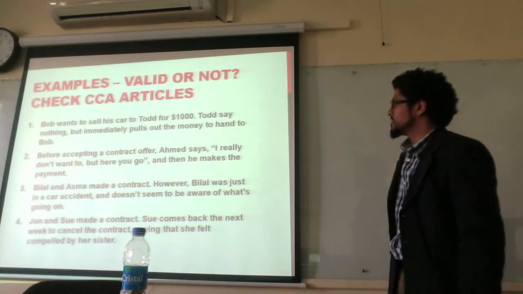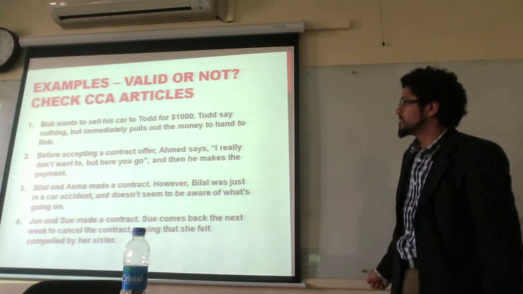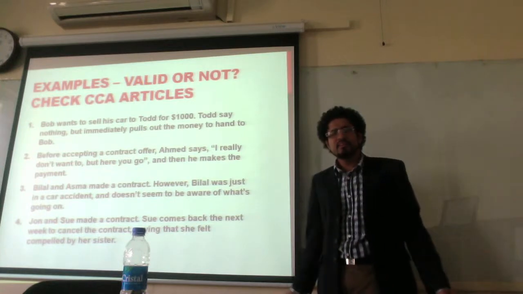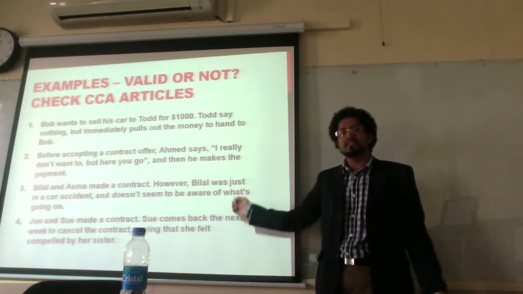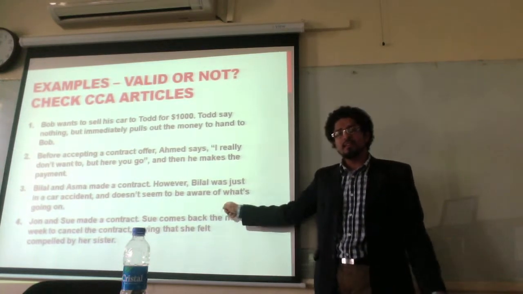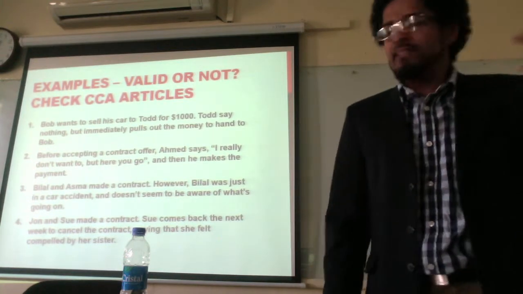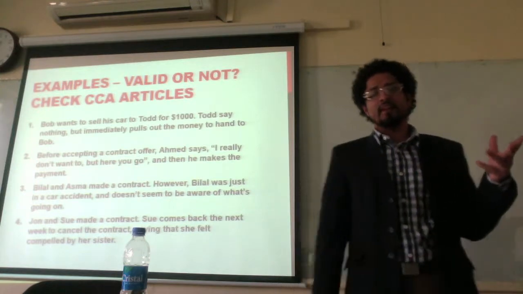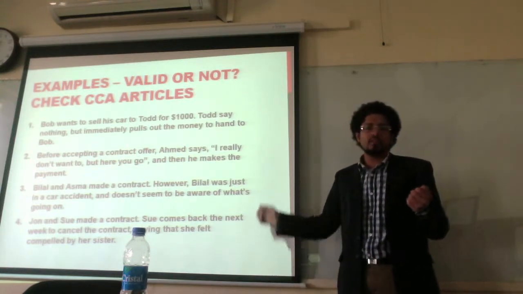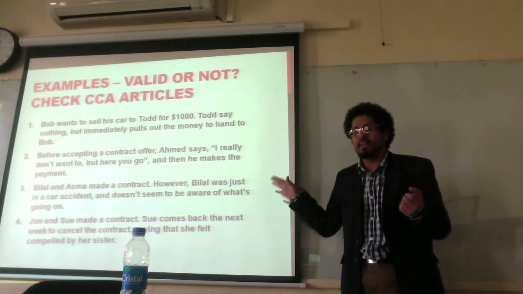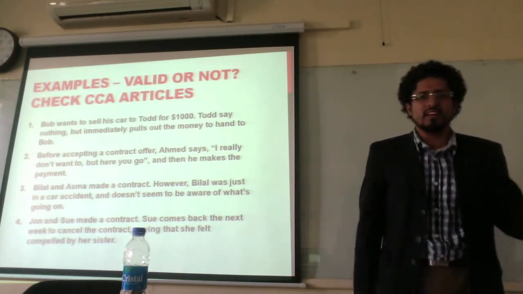Bilal and Asma made a contract. However, Bilal was just in a car accident and doesn't seem to be aware of what's going on. This is an issue of capacity, meaning Bilal isn't in his right state of mind. And so Article 512 would apply here. He doesn't have capacity, so it's not a valid contract.